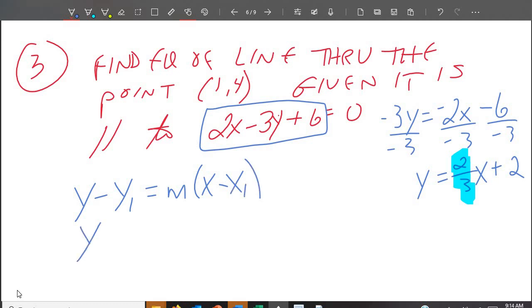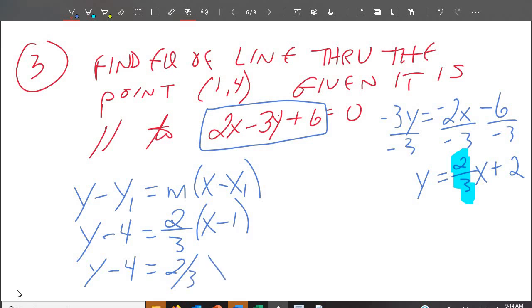Alright, so the y in the point is negative 4. We just figured out the slope was 2/3, and x turns out to be 1. Yeah, I'm not liking this problem at all, but that's okay. Do the distributive property: 2/3 x minus 2/3.